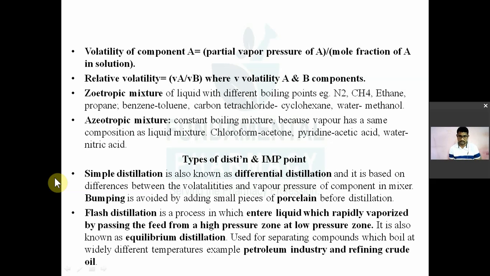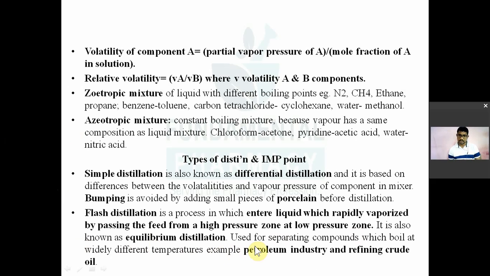Now here just remember, flash distillation is nothing but the process in which the entire liquid mixture is rapidly vaporized by passing the feed from a high pressure zone to a low pressure zone, and this is also known as equilibrium distillation. So synonyms are very important. Remember, this flash distillation is also known as equilibrium distillation. Equilibrium distillation बोलते हैं इसको, ये याद रखो.